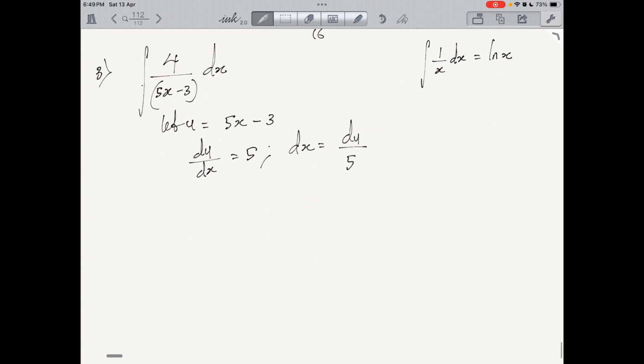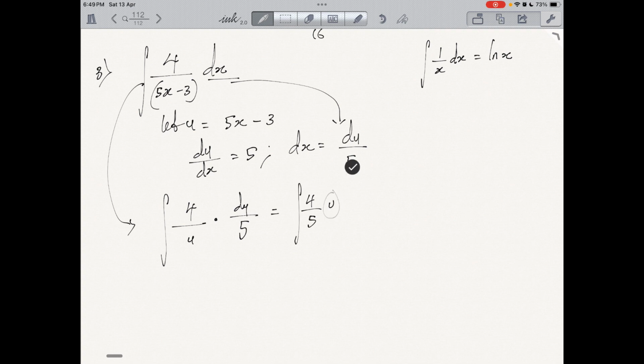Now, we can substitute our terms, making it in terms of u. That will give us 4 over u multiplied by du over 5, since dx is du over 5. And this will give us 4 over 5 integral of 1 over u du.